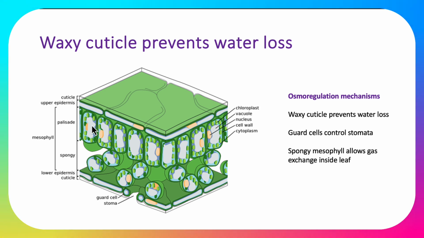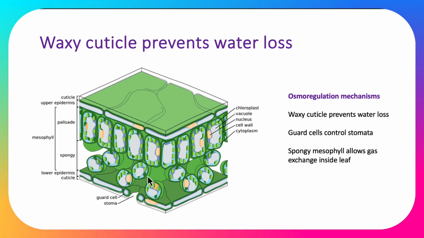But above that, we have an upper epidermis, which protects the leaf. And can you see how flat those cells are? That allows light to travel through maximally. But above that, we've got the cuticle. The cuticle is transparent, allowing light to travel through, but it's also waxy and waterproof, so it prevents water loss through the top of the leaf.